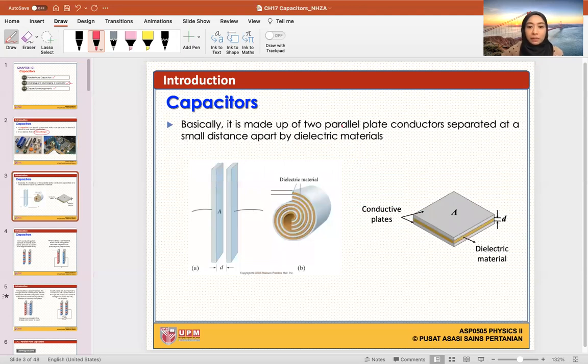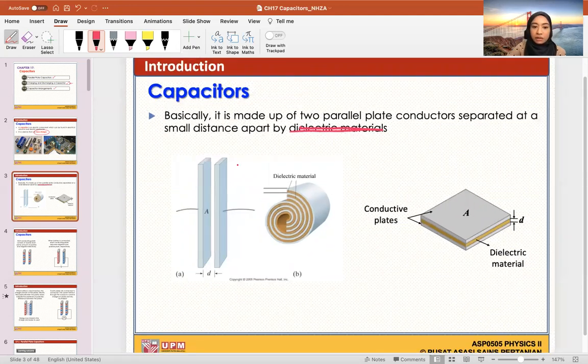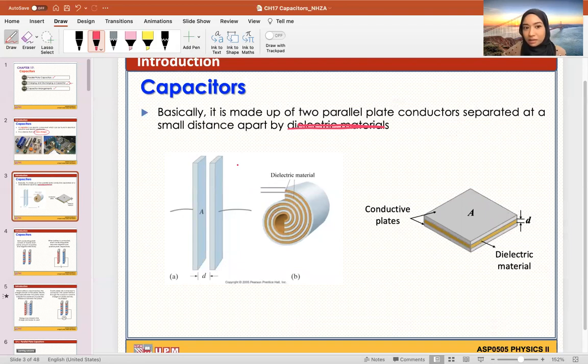So basically it is made up of two parallel plates, conductors, separated at a small distance apart by dielectric materials. Ignore the dielectric material for now. Just looking at this diagram, if you guys can remember, what does it look like from chapter 16? Have we seen this diagram before? I think we have. I said this guy is the ruler, remember? The ruler of charges. Remember? You don't remember? You just learned it. I said this guy is the ruler of positive charge, and this guy is the ruler of negative charge.